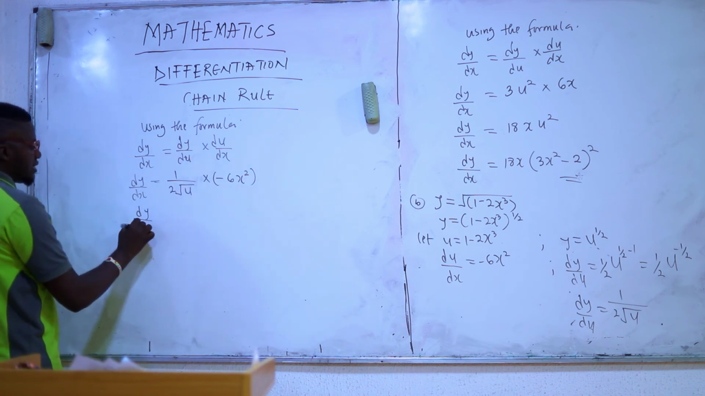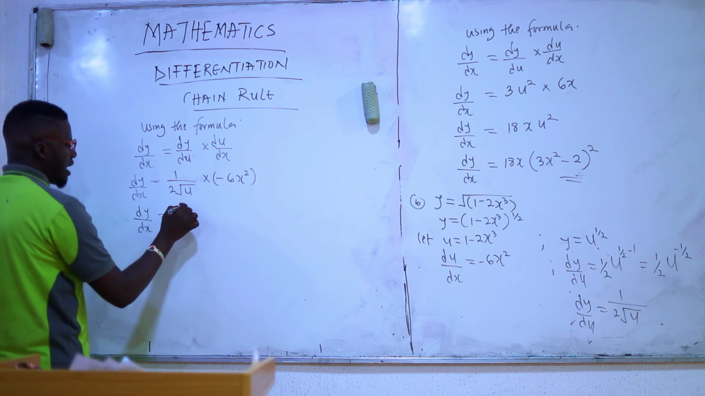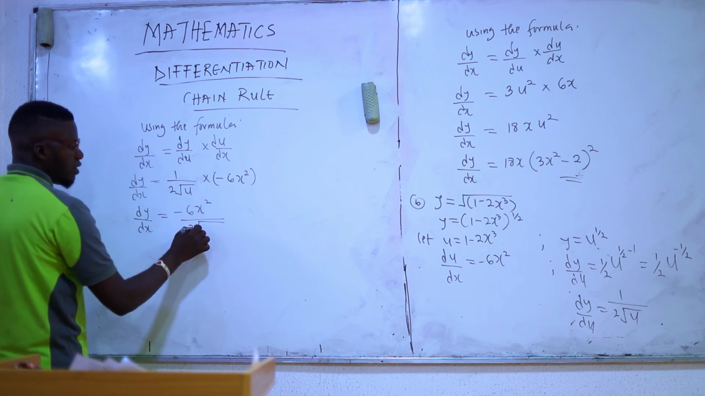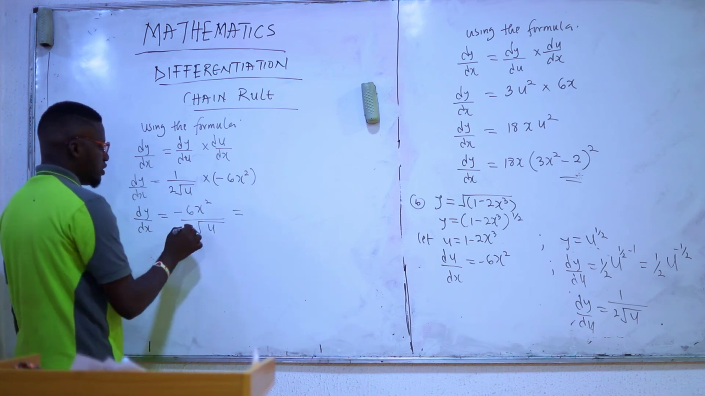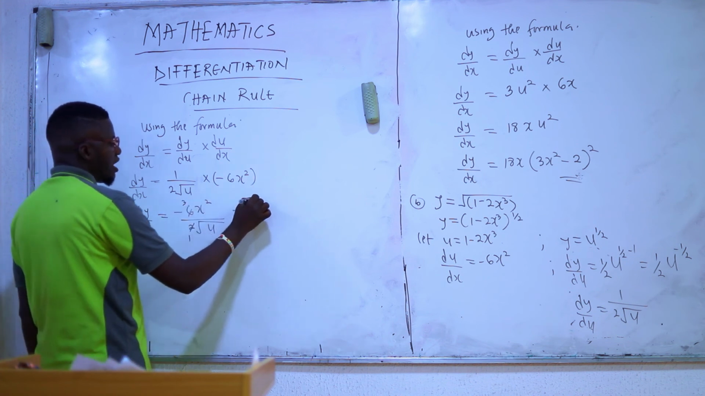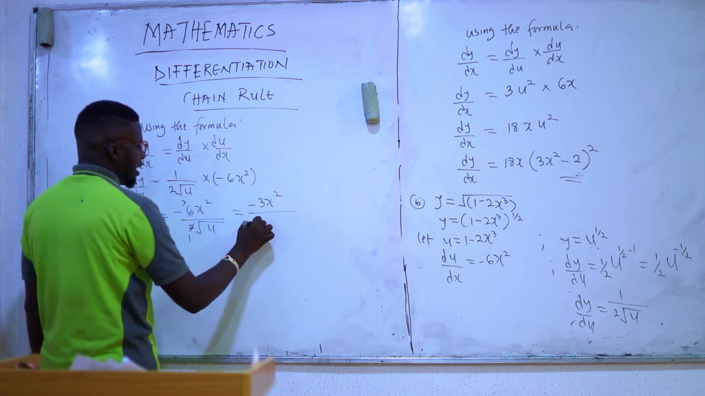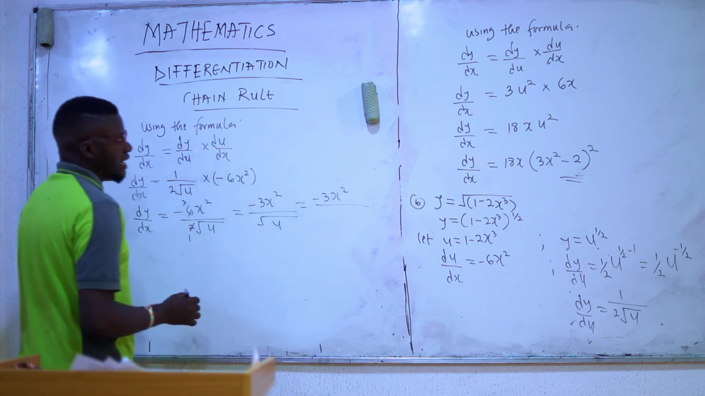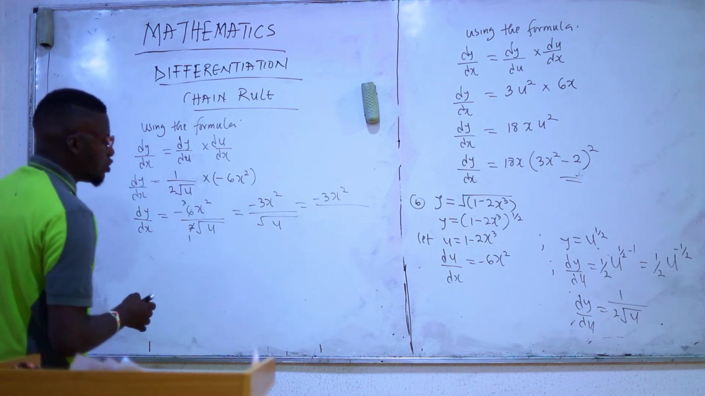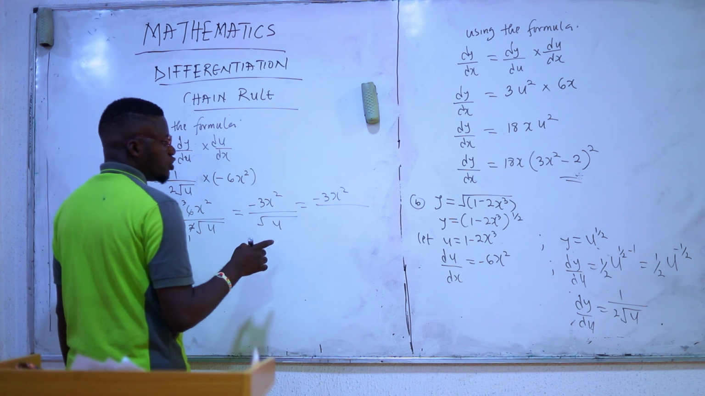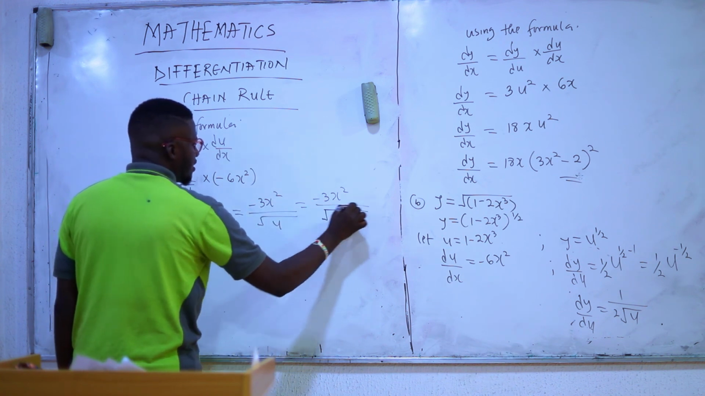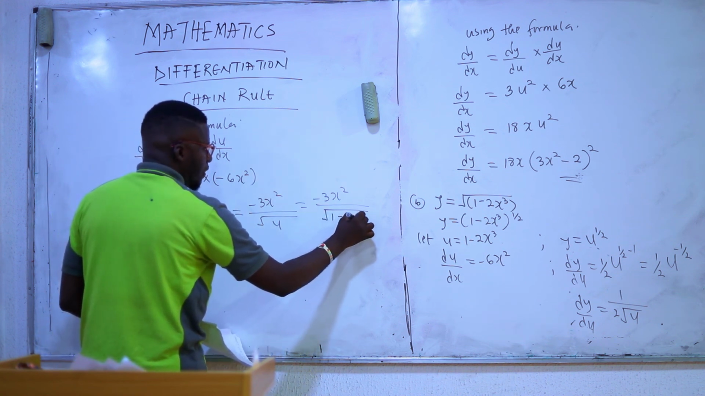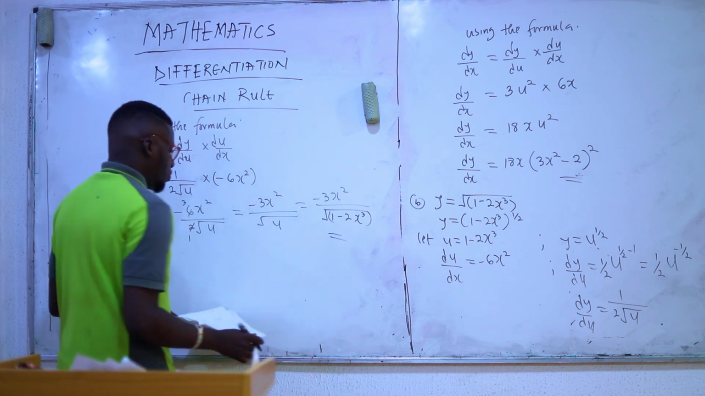So now my dy over dx, if I multiply, I'll have minus 6x squared divided by 2 square root of u. The 2 here will go 1, the 2 here will go 3. So I'll have minus 3x squared divided by square root of u. Remember I said let my u be equal to 1 minus 2x raised to the power 3. So I'll have minus 3x squared divided by square root of 1 minus 2x raised to the power of 3. So this is my final answer.